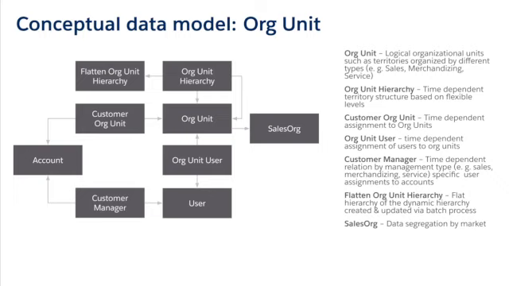Okay. And the flattened org unit hierarchy, what is the flattened account hierarchy? I'm just trying to understand. The flattened account hierarchy is flattening the dynamic and time-dependent customer hierarchy. And again, for selected use cases, it's more efficient and better for performance and scalability reasons to access the data in a flattened format instead of the dynamic format.